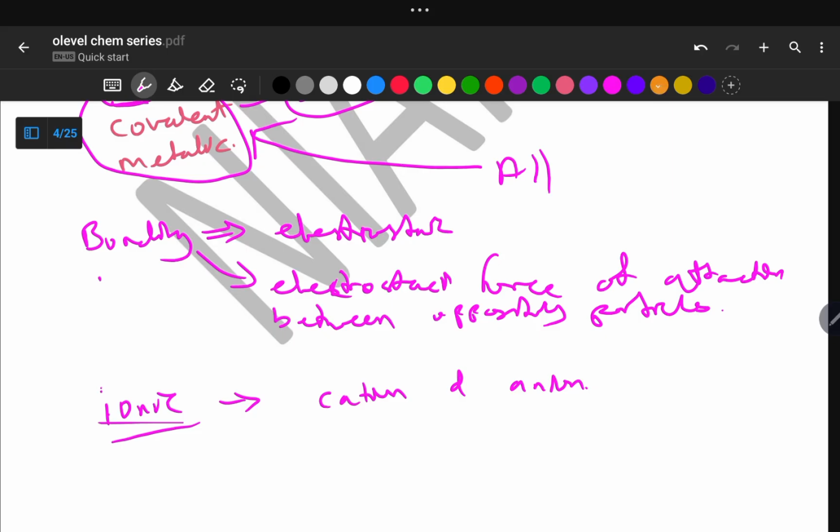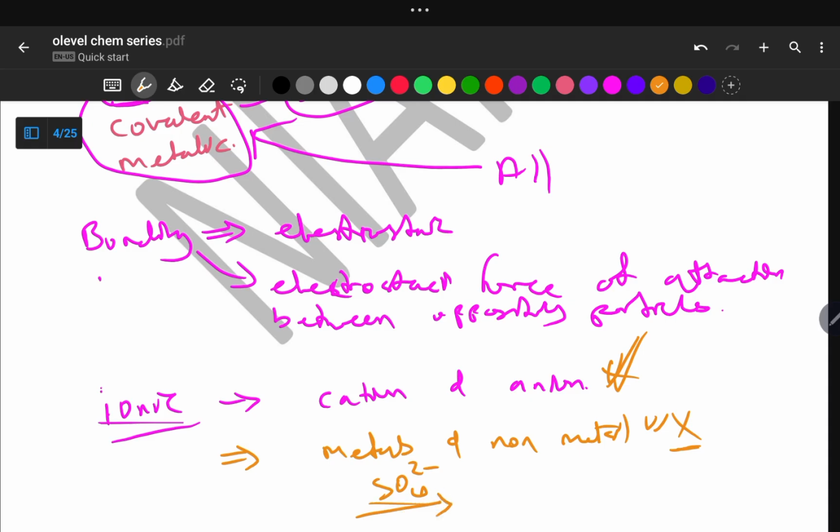At times for junior chemistry, it can be defined as a bond between metals and non-metals. So for junior chemistry, this is correct, but for A level, this is the correct one. This is wrong for A level, right? Why? Because we have sodium sulfate. The sulfate ion is not a non-metal; it's a polyvalent ion. So it's no longer fitting into this definition because the sulfate ion is not a non-metal. But the correct definition is the bond between a cation and an anion, or we can say it is the bond between a positively charged ion and a negatively charged ion, right?